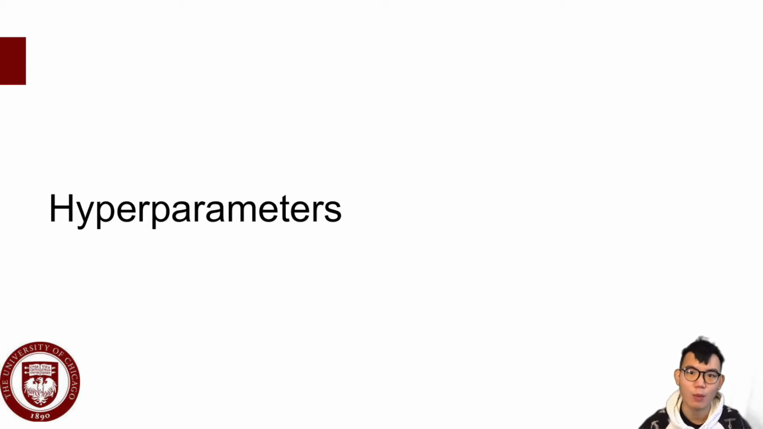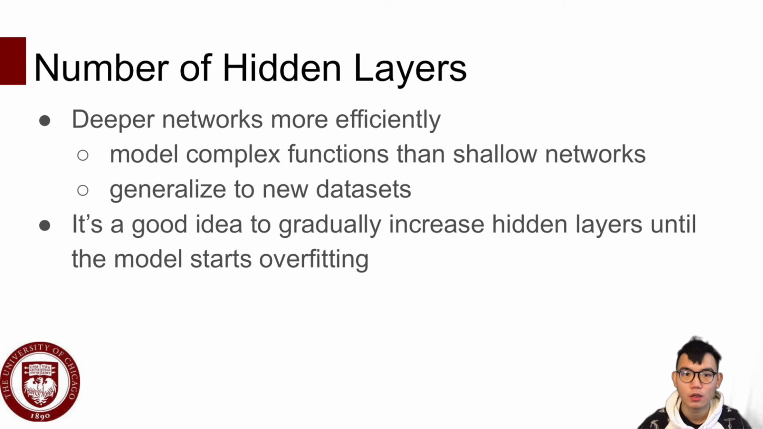There are a few hyperparameters that are important to focus on when training neural networks. The first is the number of hidden layers. Deep neural networks are more efficient than shallow neural networks with the same number of parameters. Why would this be the case?